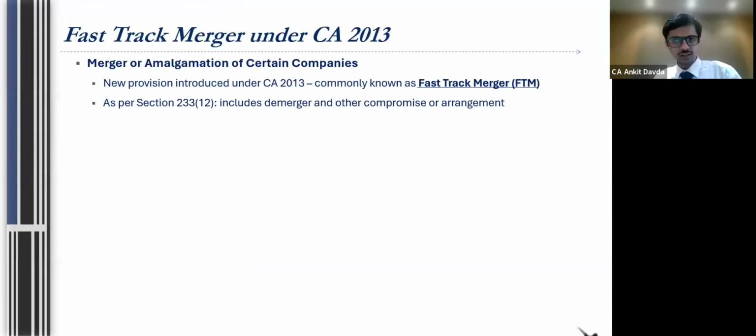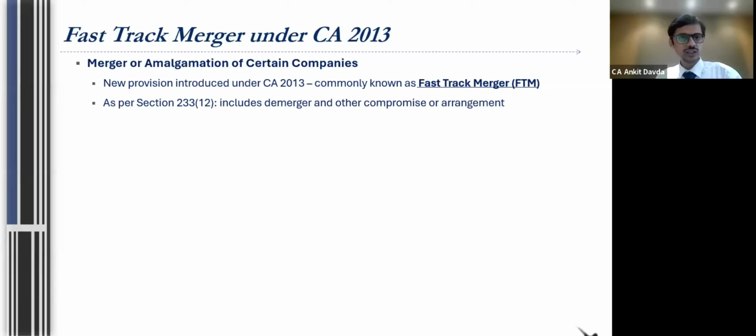So now, while we have almost touched upon what is Section 233, it is a fast track merger, newly introduced provision under the Companies Act 2013. However, one distinction which we need to be mindful of when we discuss all these provisions: this is the heading of the section, "merger or amalgamation of certain companies". This is the title of Section 233, but don't go by the title, because it's not only merger or amalgamation which you can do under a fast track merger. Companies can also do demerger or other compromise or arrangement.